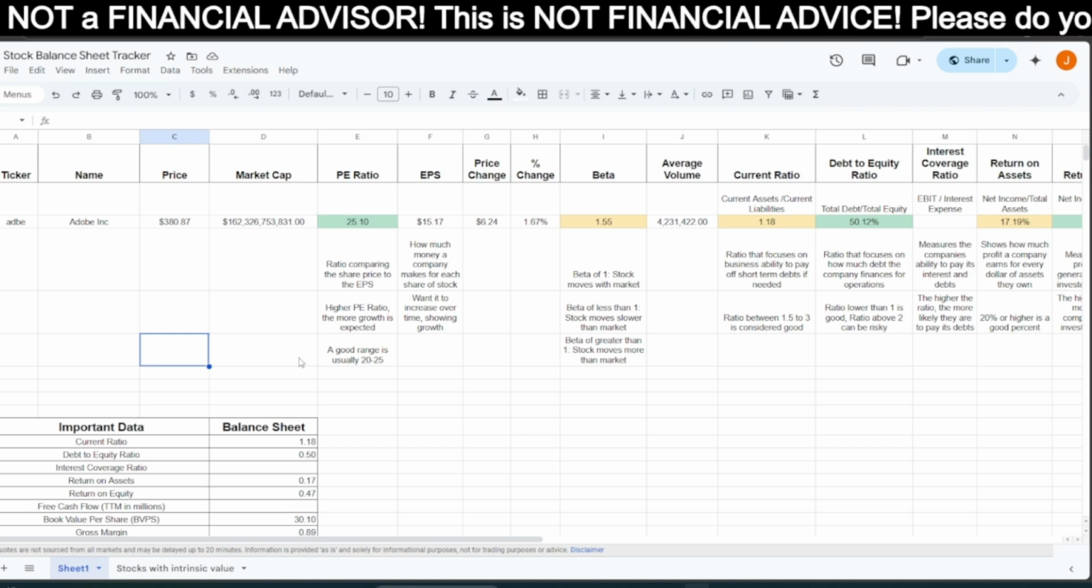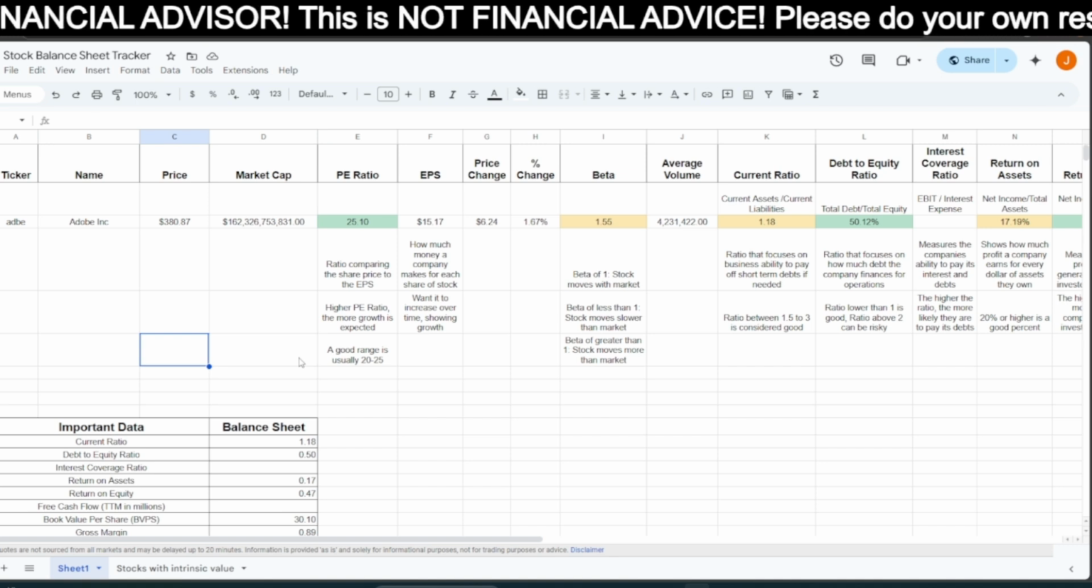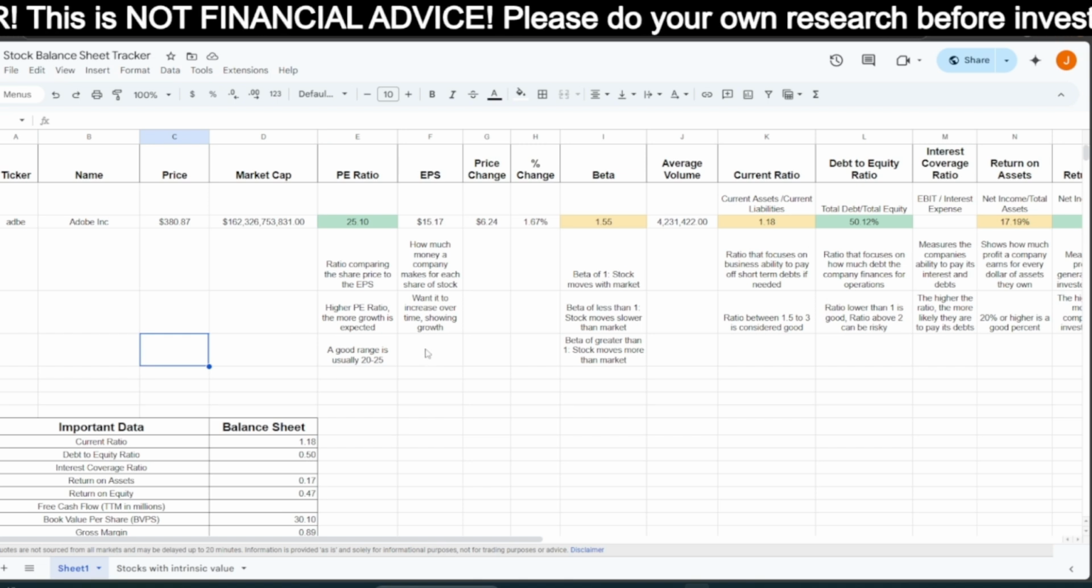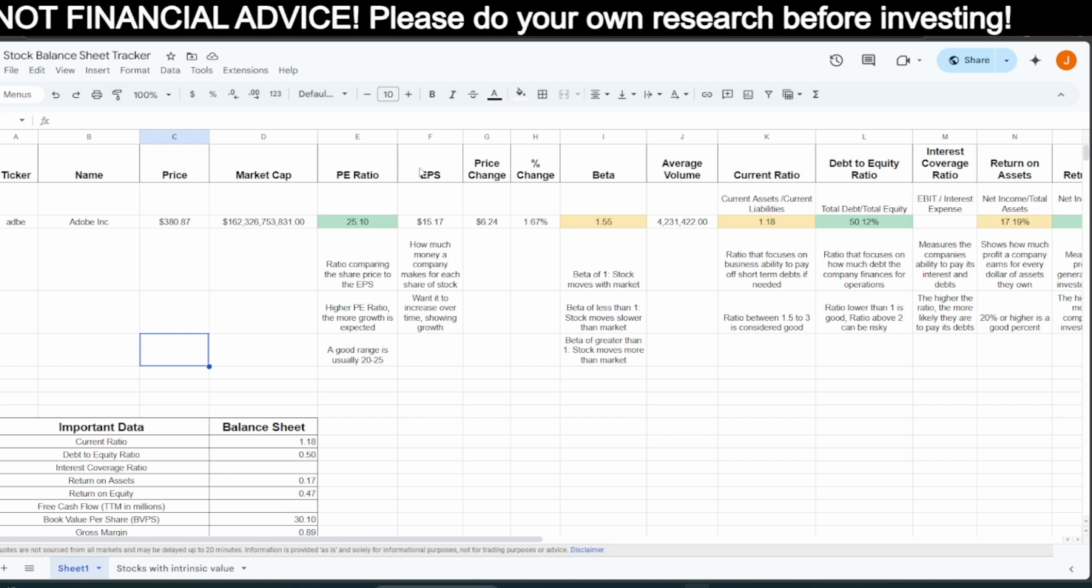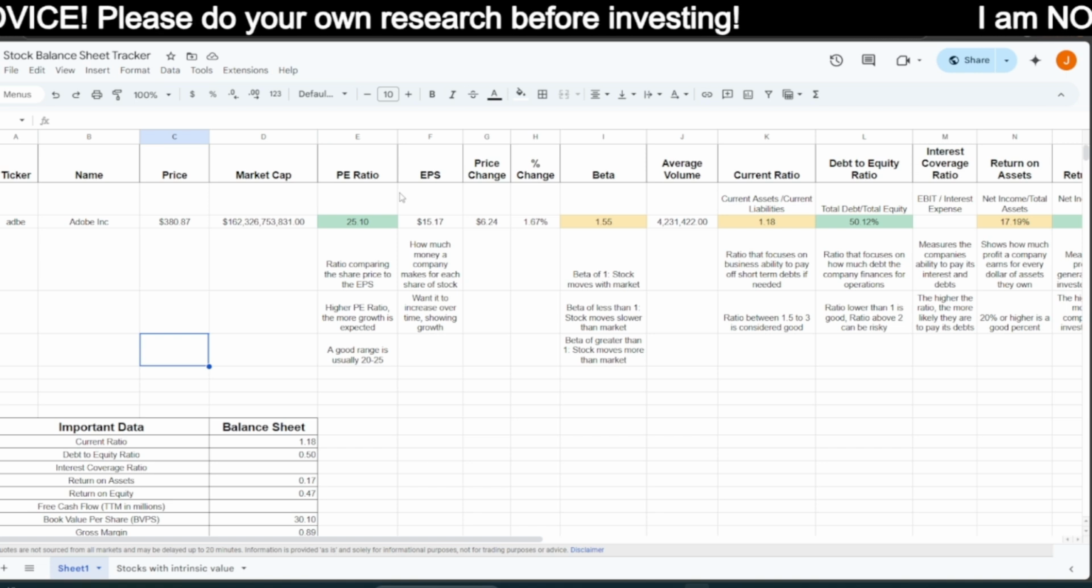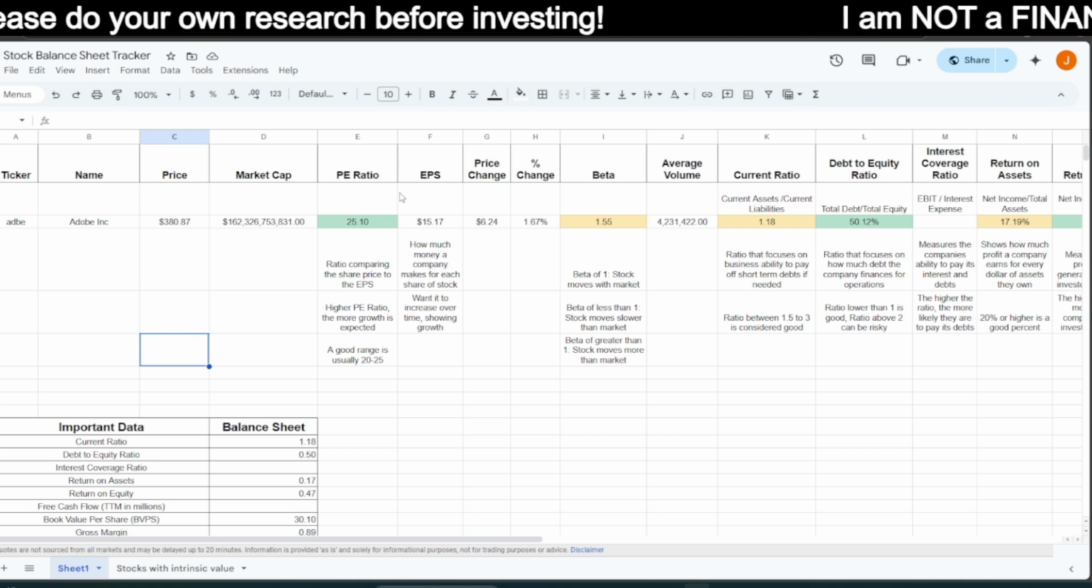So we're looking at two different models in today's video. The first one is what's called intrinsic value, which focuses on a couple of things: the PE ratio, the earnings per share, and also what is expected of the company over the next 3 to 5 years.